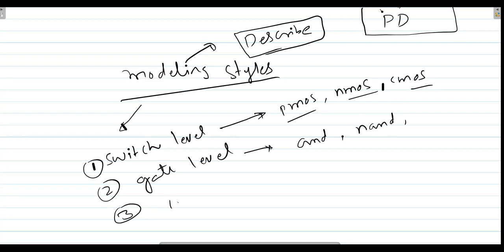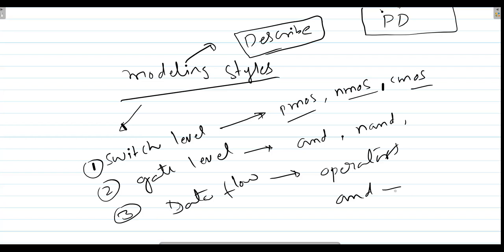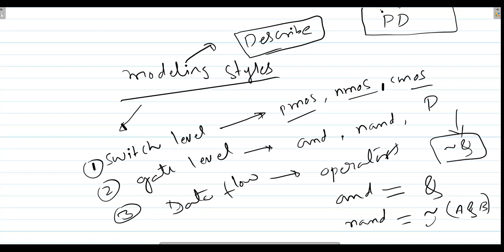And next is data flow level modeling. In data flow, you have to have knowledge of operators. Like if you want to perform an AND operation, the equivalent operator is like this. If you want to perform a NAND operation, you use the negation operator outside the parenthesis, put your operands inside, and perform the AND operation. Directly, there is no single operator for that. There is something called a reduction operator, which we will study later on. But you want NAND operation to be performed like that, so operator knowledge is required in the data flow case.